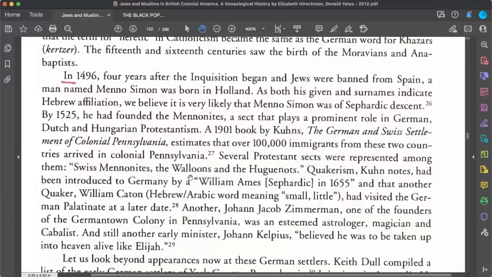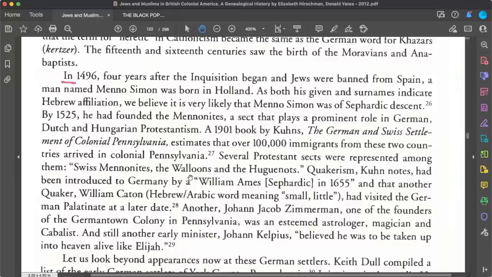Remember, the 1901 book by Kuntz, The German and Swiss Settlement of Colonial Pennsylvania, estimates that over 100,000 immigrants from these two countries arrived in colonial Pennsylvania, okay? Several Protestant sects were represented among them, Swiss Mennonites, the Walloons, and the Huguenots, okay? A lot of these were mostly Moorish people, or just what you call so-called Negroes, all right?